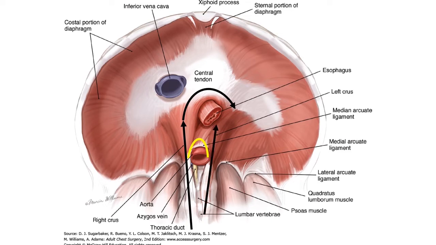Therefore, it holds the description of arcuate, and because it is exactly in the middle line, it is going to have the name the median. So this is the median arcuate ligament. It also gives origin of muscle fibers. Then on the left we have another crus coming from the upper lumbar vertebrae, and this is called the left crus, which is going to give origin to muscles of the diaphragm.